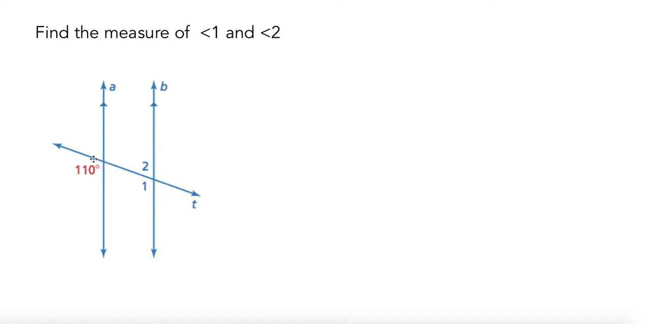First, I'm going to label all of my congruent angles to help me to visualize what is going on. So here I can see that 110 degrees is going to be congruent to the measure of angle 1. So I can write the measure of angle 1 is equal to 110 degrees. Next, I'm going to solve for the measure of angle 2.